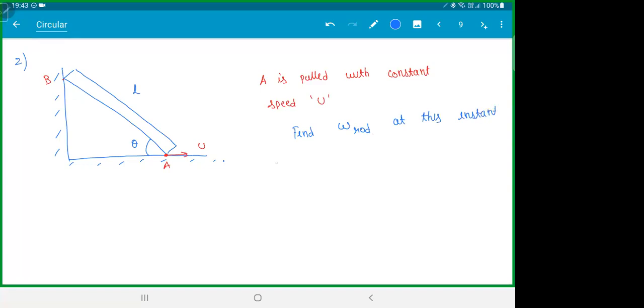In case you're wondering what is happening, this is how the diagram would look now. Initially, the rod was like this. After some time, the rod would be like this. After some time, the rod would be like this. So basically, the theta is changing there. So the rod is rotating. So this theta is variable. Find angular velocity of the rod at this instant, in terms of theta.